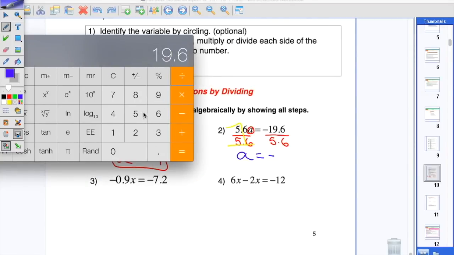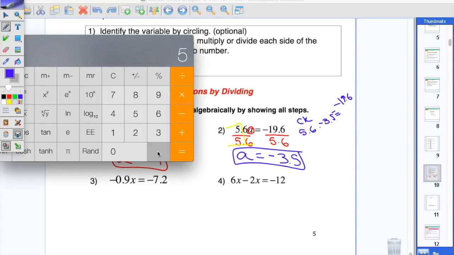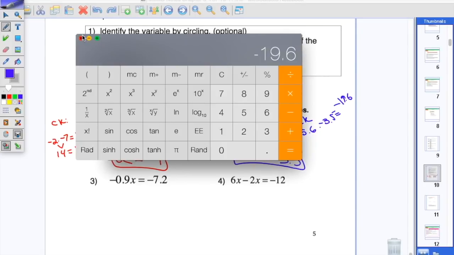19.6 divided by 5.6 to give you 3.5, or a negative 3.5. We can check your work. So it would be 5.6 times a negative 3.5, and we want to get a negative 19.6. Using your calculator again, 5.6 times 3.5, which is negative, equals negative 19.6, so our solution is correct.